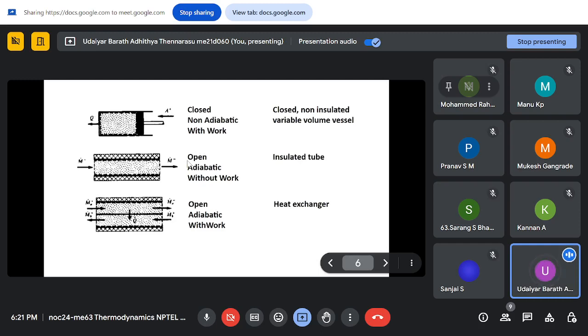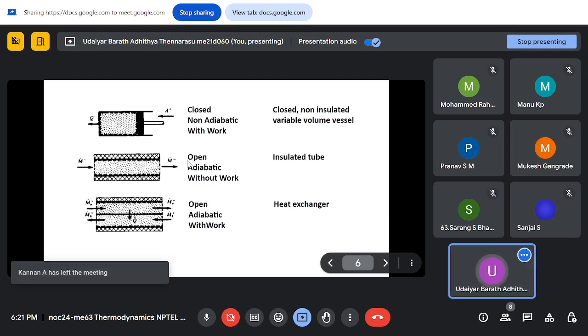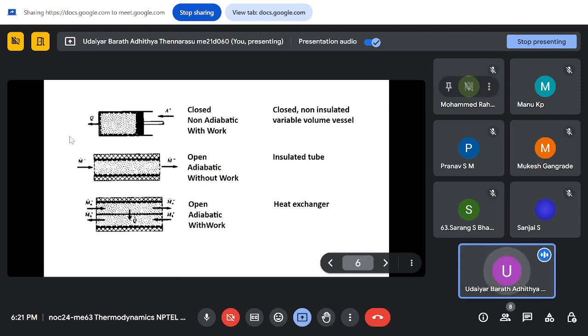This is a change of the previous one. In this case you have removed that insulation, so now you have both heat transfer and work transfer. So now this is still a closed system. These are different types of closed system, examples of closed system. You have fixed mass, you have heat transfer happening, and you have work transfer happening. So closed system.